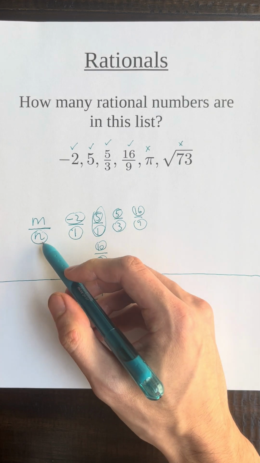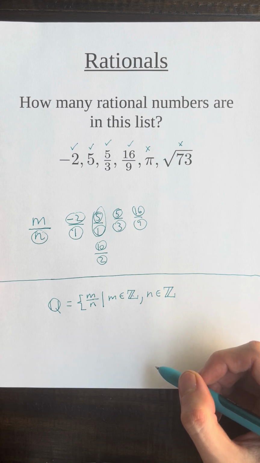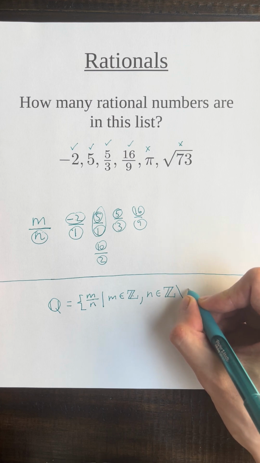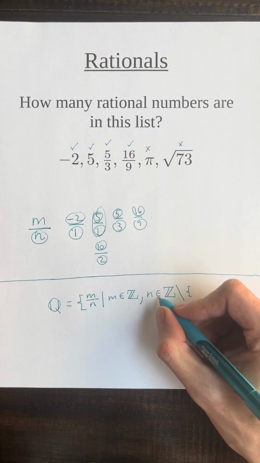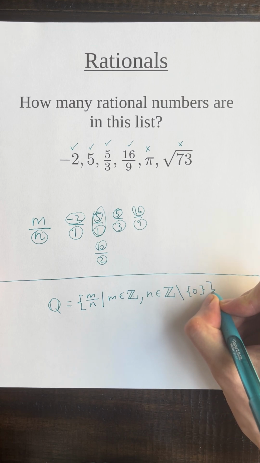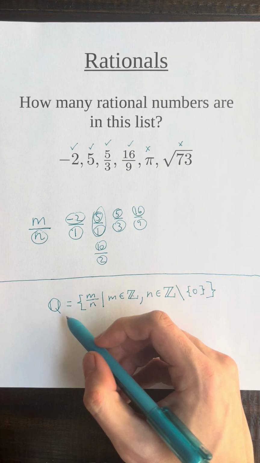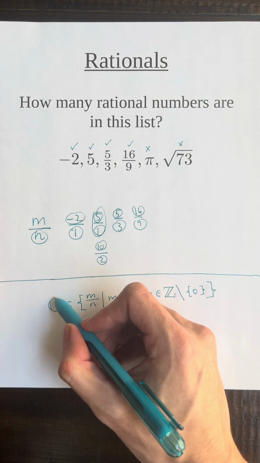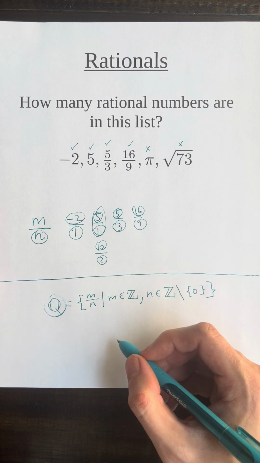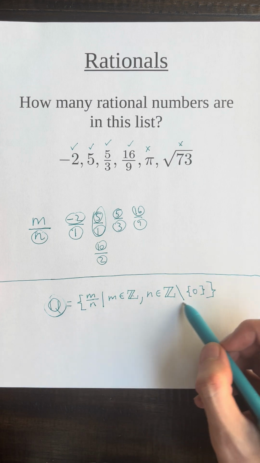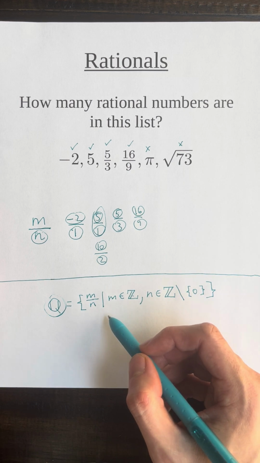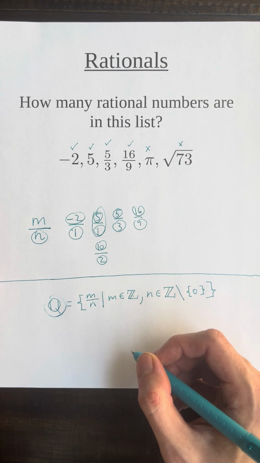But what restriction did we give n in the beginning? n is not allowed to be 0. So n is an integer, but we have to exclude 0. Okay, so this is the formal definition of Q. So Q is the set of all rational numbers. If I put every rational number that exists into a set, we call that set Q.